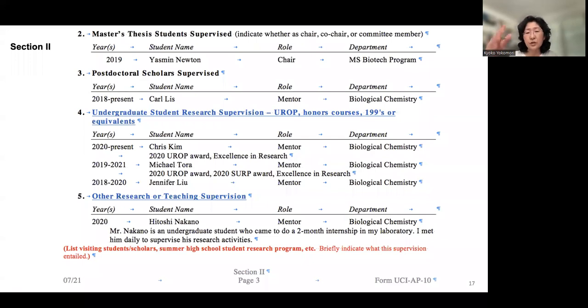CAP is really using this as evidence of your teaching accomplishments. So you should put this so they can understand that you're not just taking students, but you're actually doing good mentoring. Also, visiting scholars, international students, or visiting assistant professors, you can list them and just briefly indicate what kind of supervision that entailed. You can explain that here.